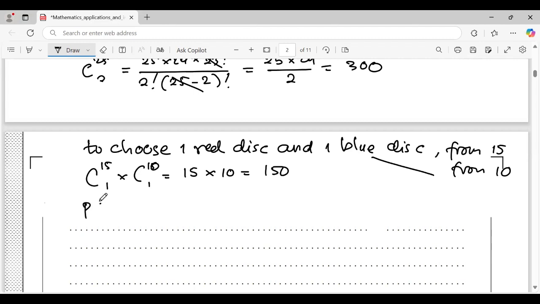So the probability of different colors is 150 over 300, which is 1/2. So the probability that the two discs are different colors is one half.